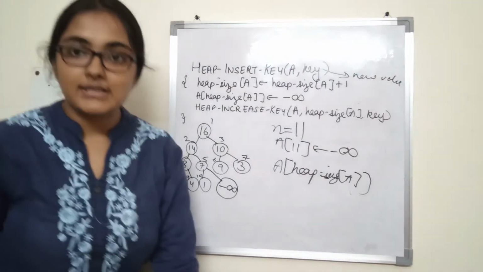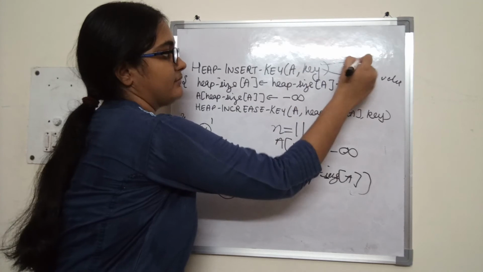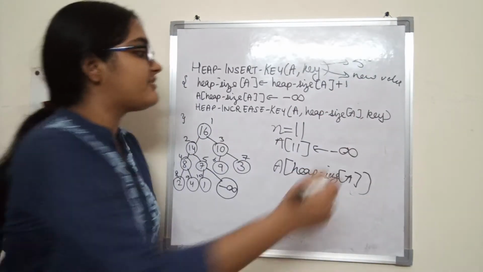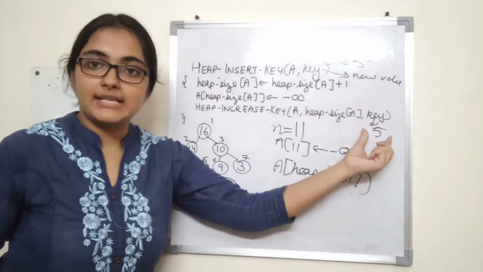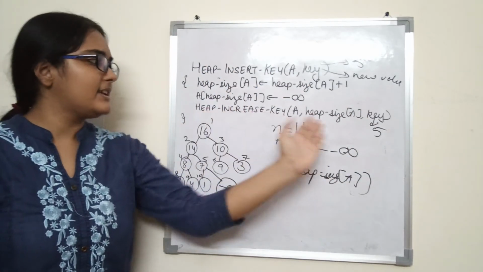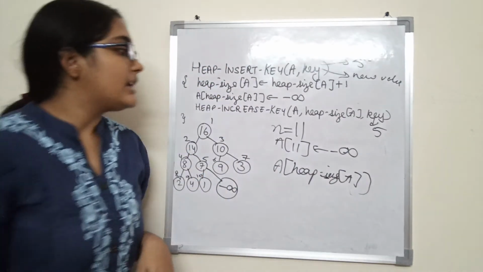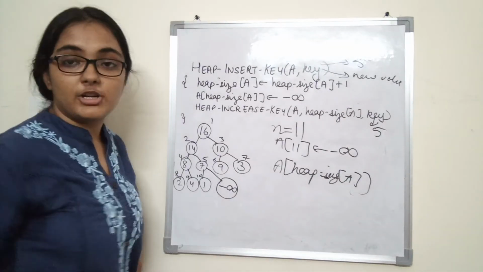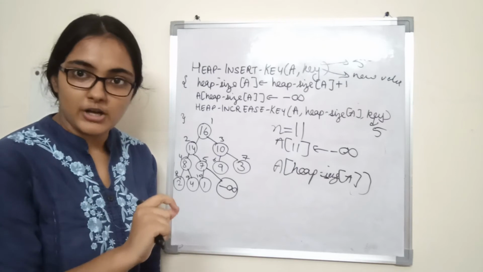Let us say we want to insert the value 5. So key is equal to 5, and we will also pass 5 here. That is, we want the value of the newly inserted element to be 5. So how would heap increase key implement heap insert? Since we have put the value minus infinity, what is minus infinity? The least possible value, so every value will be greater than this.